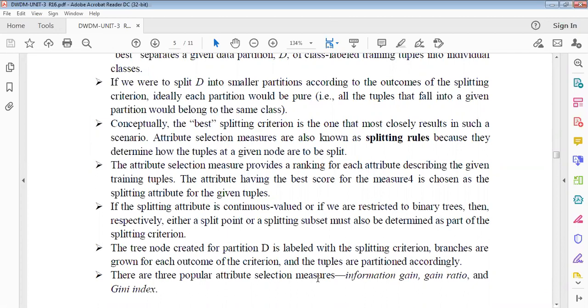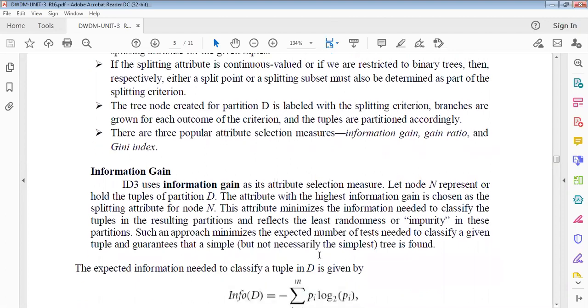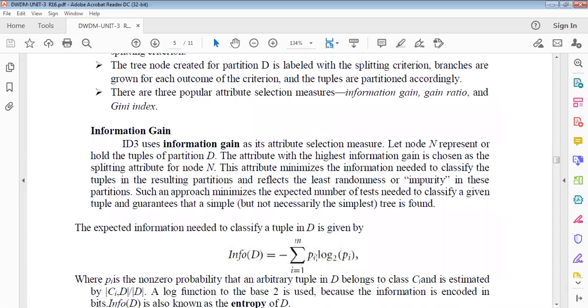Mainly, there are three popular attribute selection methods we use: information gain, gain ratio, and Gini index. Information gain is represented by ID3; ID3 just uses information gain as its attribute selection method. Information gain is the expected information needed to classify a tuple in D, given by the information of the data tuple partition.